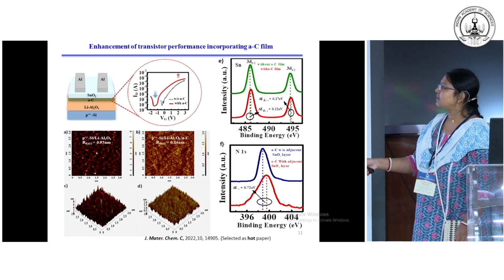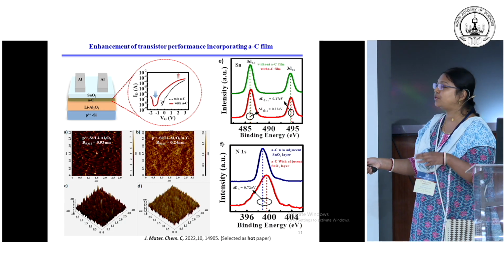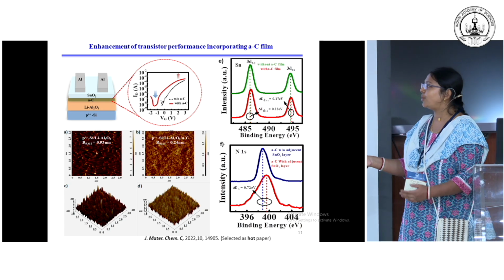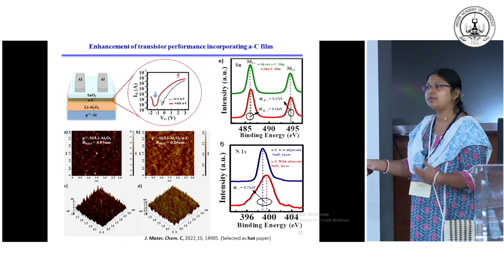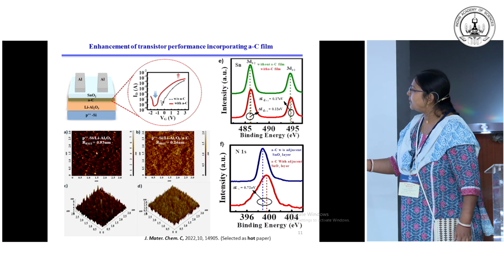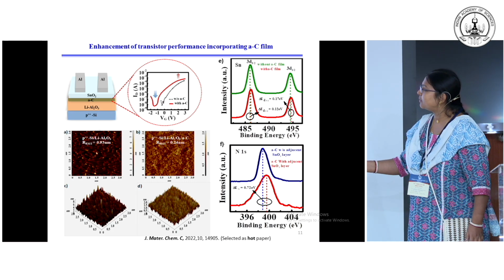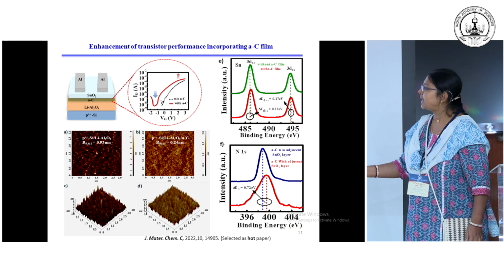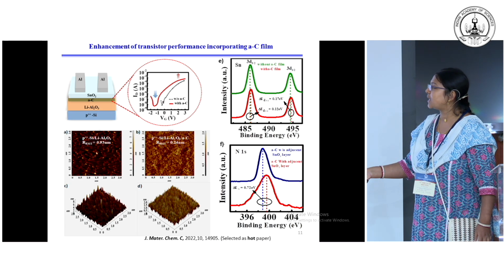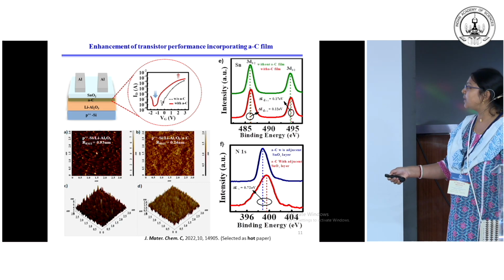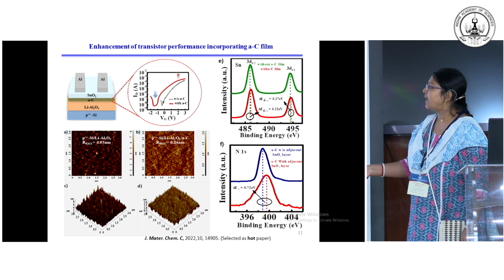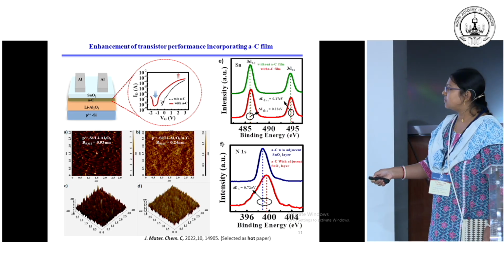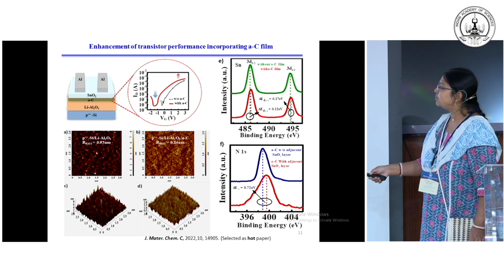We found that the trap states reduced by 2 orders, the saturation mobility improved by 7 times, and on off ratio improved by 3 times, 3 order. And you can see that with AFM we found that for the bare dielectric layer the roughness was around 0.9 nanometer, but in case of amorphous carbon coated dielectric layer the roughness reduced to 0.2 nanometer. So you can see that how smooth it became.